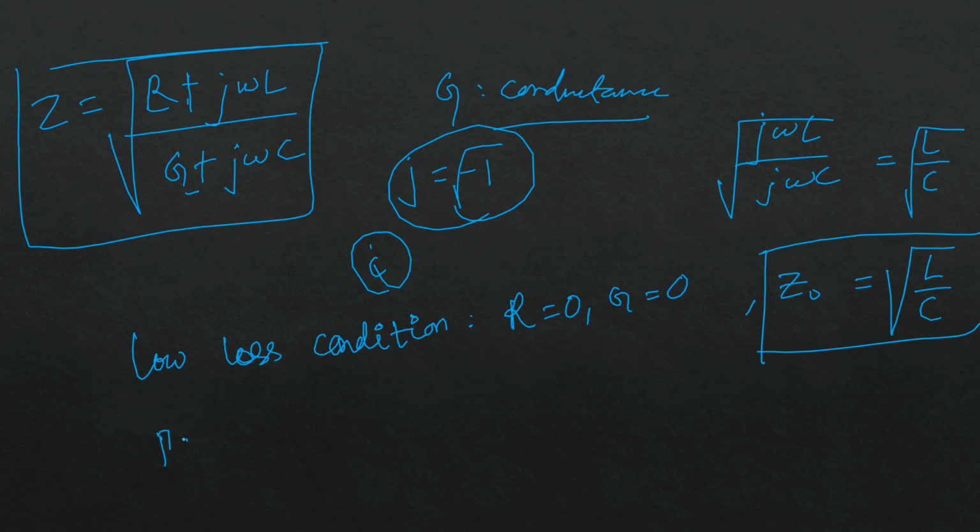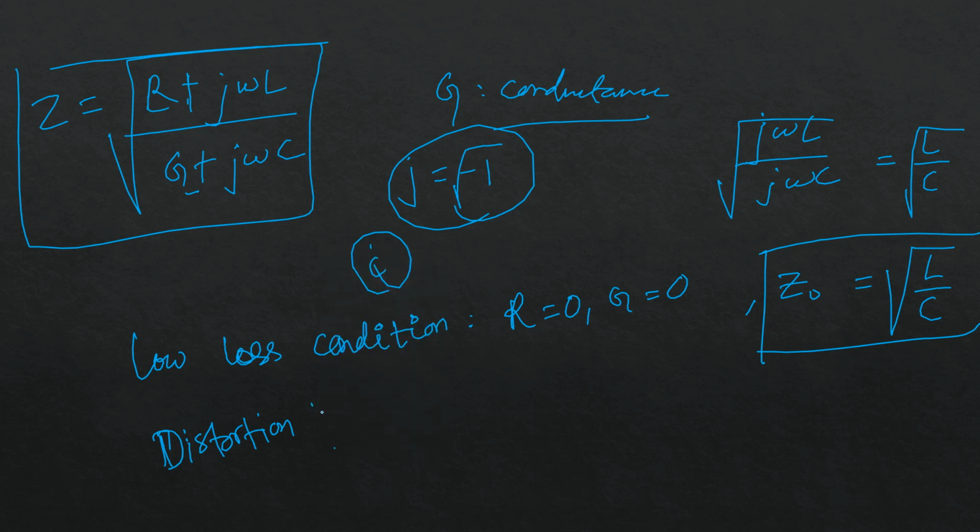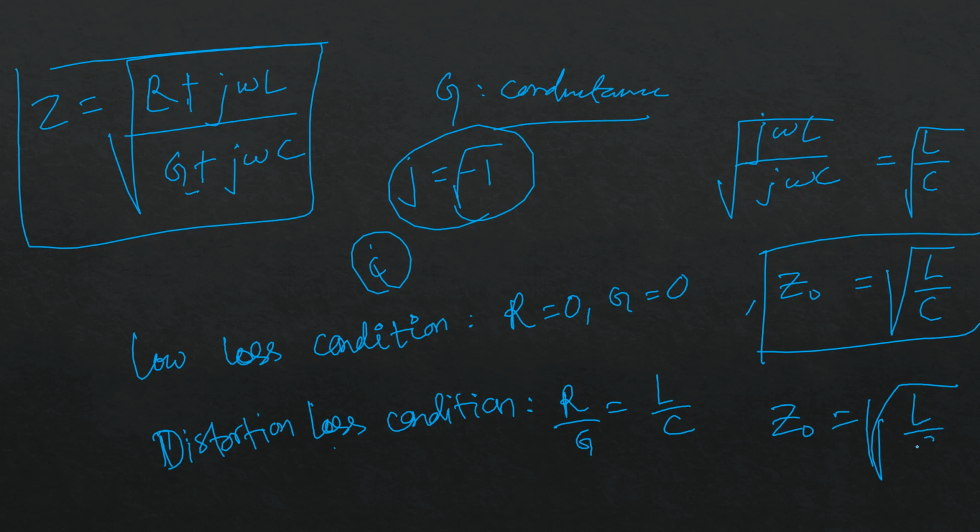Now, distortion loss condition. Okay, distortion loss condition will be what? R by G is equal to L by C. That means resistance divided by conductance is equal to inductance divided by capacitance. So if this happens also, the Z naught will be how much? Root over of L by C. Okay, so these are the conditions you need to remember.